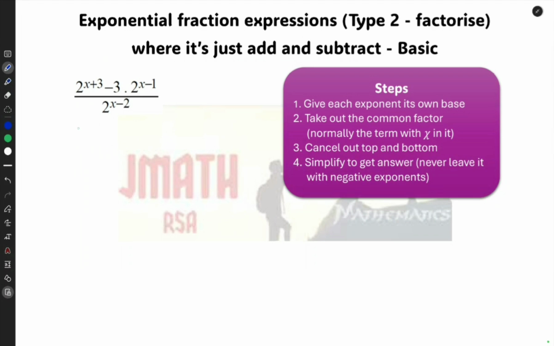Now we're going to look at type 2 of these fraction exponent sums. In this case, there's a plus or a minus between terms. Let's look at the steps you're going to follow. Step number 1, give each exponent its own base.